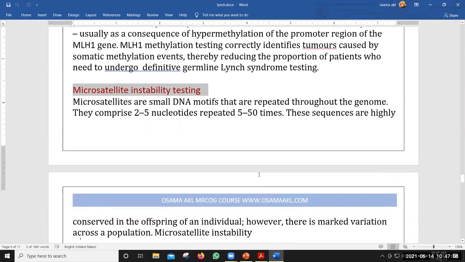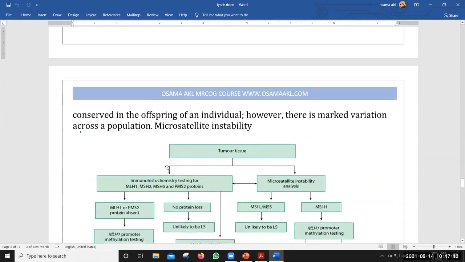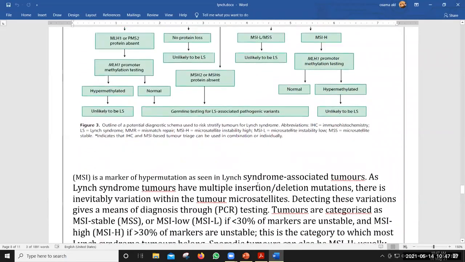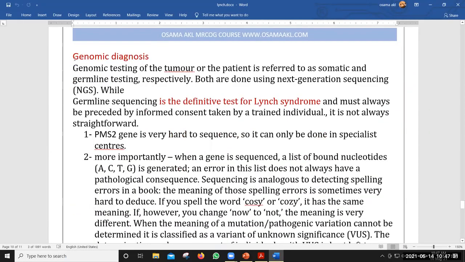And if we add testing of the tumor by immunohistochemistry and testing the patient for microsatellite instability, if you add both of them together, it will be more and more accurate. So this is the definitive test? No. The definitive test is genomic testing.